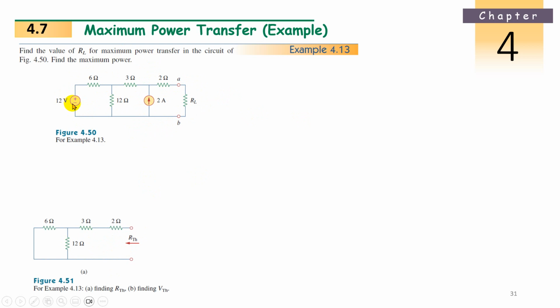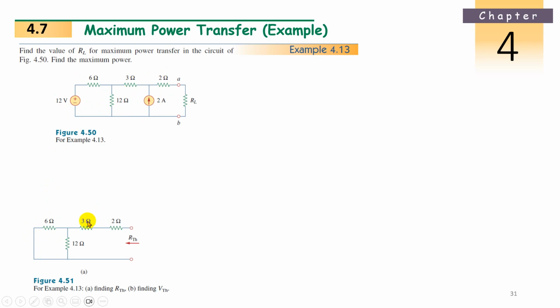And for solving the circuit, you have to turn off the power of the sources. Turning off the sources means the 12 volt voltage source is short circuit, and the current source is open circuit. So the short circuit is here, then 6 ohms and 12 ohms will be in parallel. Now the 2 ampere current source becomes open here.